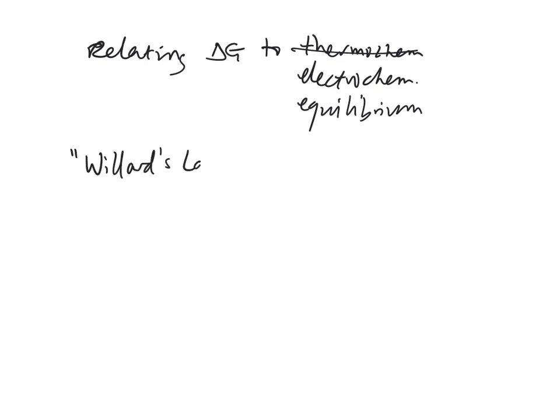So again, we might refer to this as Willard's law. No one else does, as far as I know, but this is a relationship between delta G and volts, which is this idea of the electromotive force or electric potential, which we label with capital E, which unfortunately is also the symbol for energy, but here we're talking about electric potential in volts. And that mathematical relationship is actually quite easy.